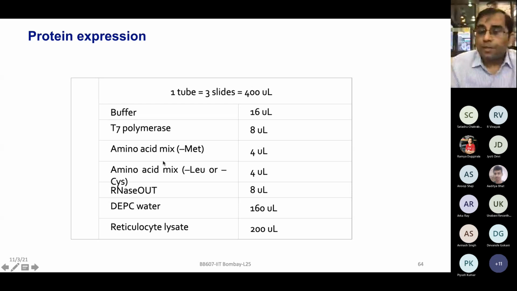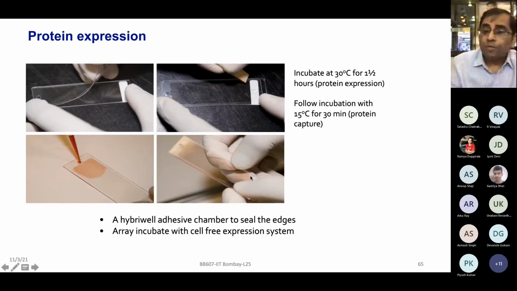So in this case, let's say the amino acid mixture is minus methionine. You also add an amino acid mixture without leucine or cysteine, and then they mix together so that you represent all the amino acids. Ribonucleases are added to make sure no RNA is degraded, and then this entire reaction is very simple. You just add all that and put it on the slide, which I have shown you in the video, and it can be spread like this, as we have already seen. Incubate not at 37, actually at 30 degrees, as clarified here, followed by 15 degrees capture temperature. Based on this, the proteins will be best expressed on these slides.